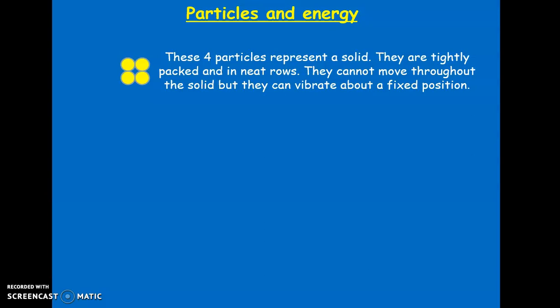So let's go straight into it. Let's think about the energy of particles. There's 4 particles on the screen, yellow ones. They represent particles in a solid. You can tell they're part of a solid because they're in a regular pattern, neat rows, and they're all touching, compact together. We know those particles can't just move about wherever they want. They have tight formation, strong intermolecular forces, and they can only vibrate around a fixed position.